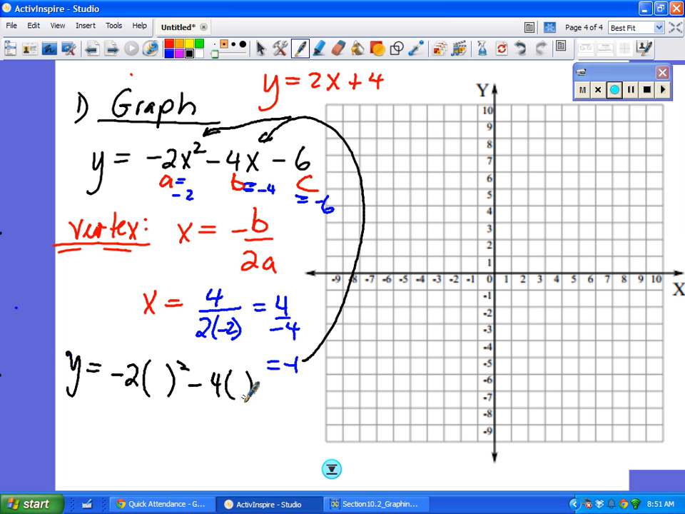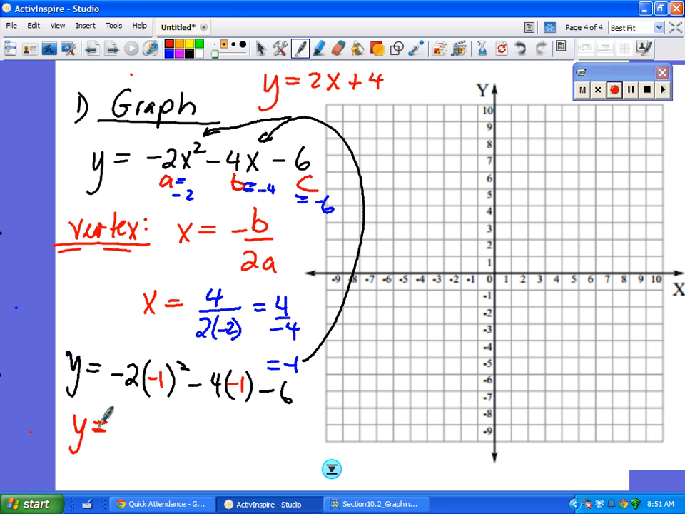I suggest that you write it out like this. Write it out like this and replace the x's with parentheses. And then plug in this -1 wherever you see the x. You need to write it out because some of you, when you do it just in your calculator, you mess up.